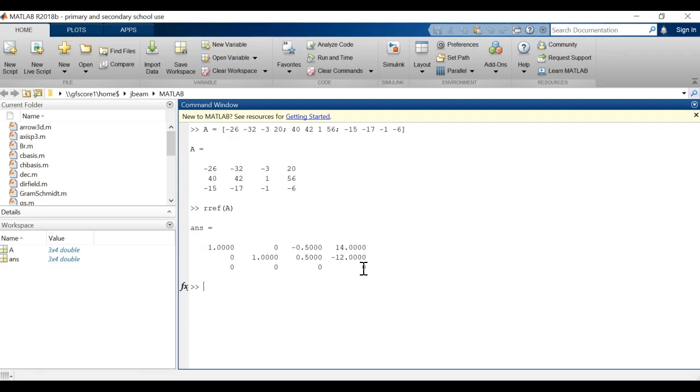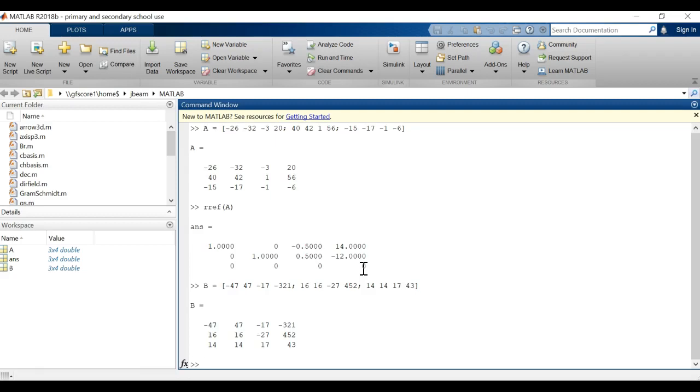Now let's look at a case where there's no solution. So I'm going to create a matrix B and let this be the augmented matrix for problem number 4. And I'm going to get negative 47, 47, negative 17, negative 321. Second row is 16, 16, negative 27, and it's 452. Third row is 14, 14, 17, 43. Close that, and there's your augmented matrix that represents the system of equations.